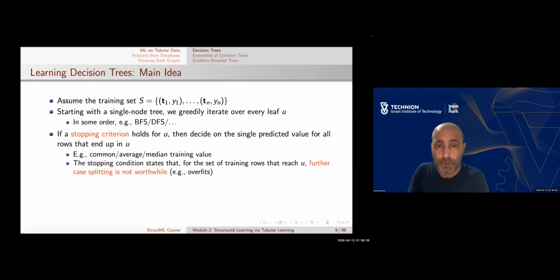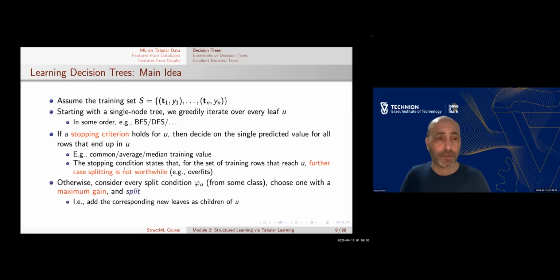If there's some stopping criterion that applies to your node U or the leaf U, then you say, I don't split it anymore. Now I need to make a decision. What is the decision? It can be the common value, average value, or median of the different values, the different rows or tuples that reach this node. That's what the stopping condition says: further splitting is not worthwhile. It is worthwhile to make a decision.